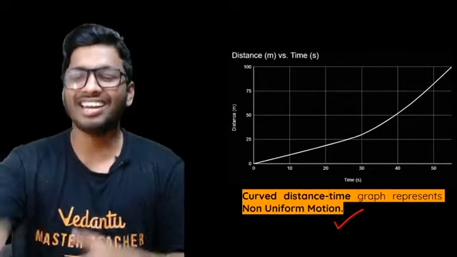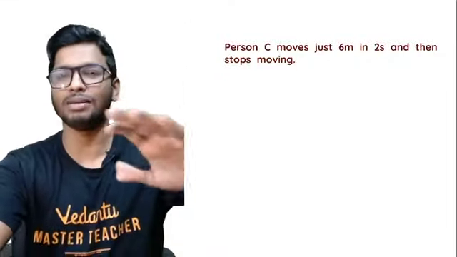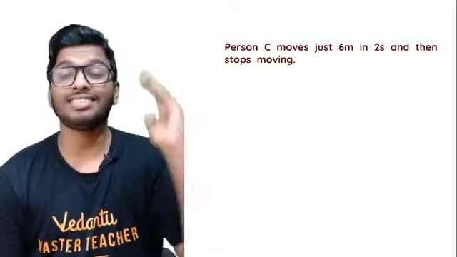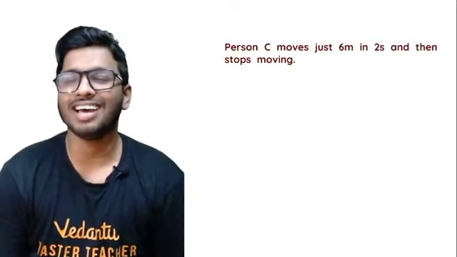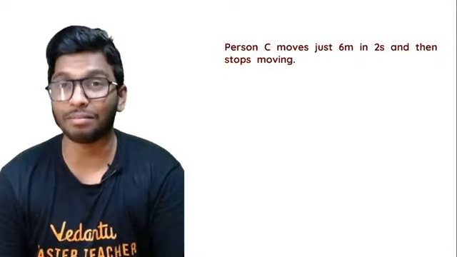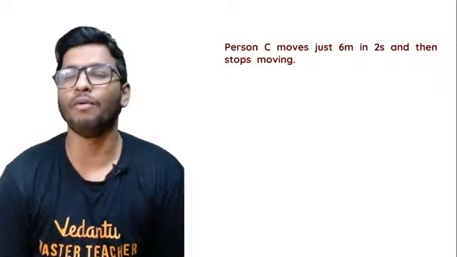Simple as that, guys. Now that you've understood this, let's take another example. All right, so this is person number C. We talked about person number A, who's running with uniform velocity or uniform motion. The second one was non-uniform motion. In the third case, let's say that in 2 seconds he covered a distance of 6 meters, and then he got tired and stopped moving completely.